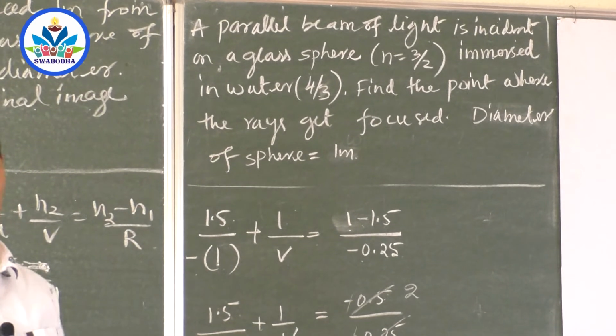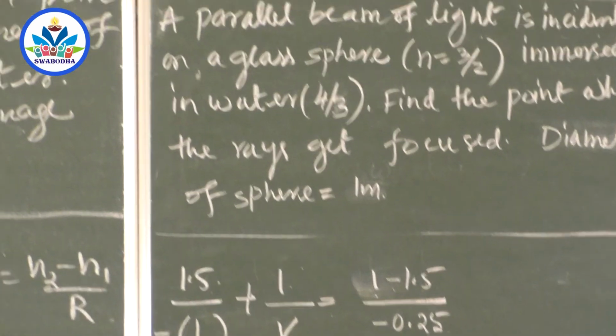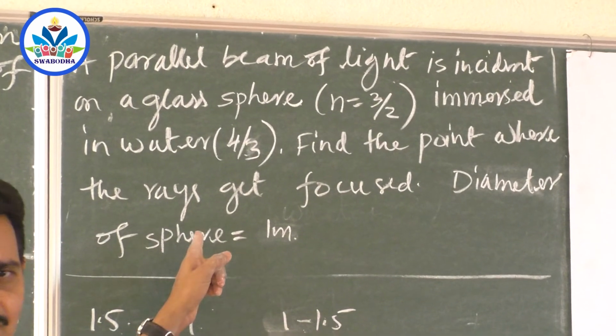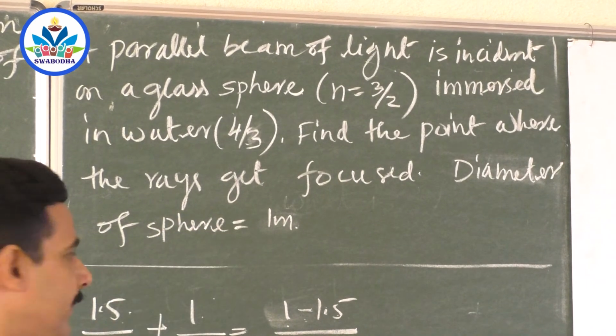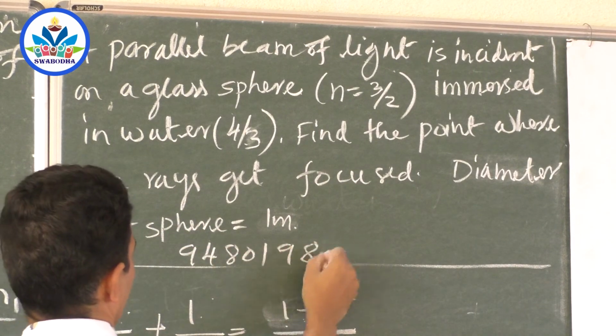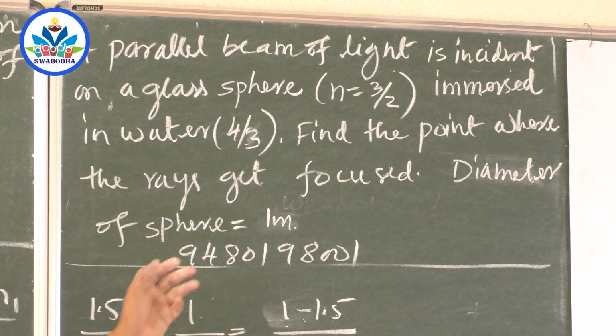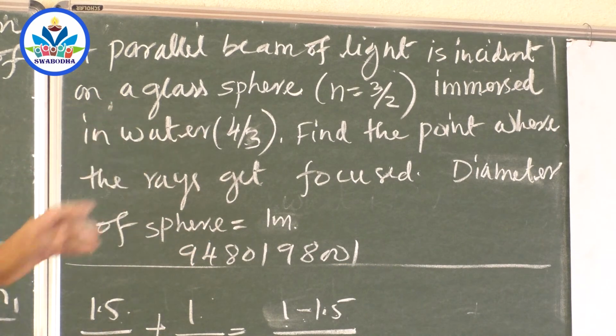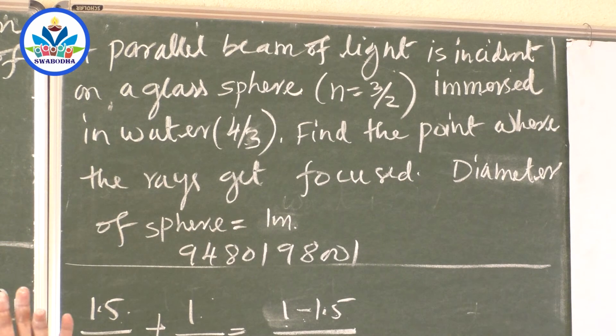Take it as homework and try to solve this, and message me the answer. I think you have the answer in the PDF paper, and message me what you got. Or if you have any doubts on how to get it, see, when a parallel beam is incident, you have to take the object distance as infinity, that's all. When a parallel beam of light is incident on a glass sphere, the object distance is infinity.